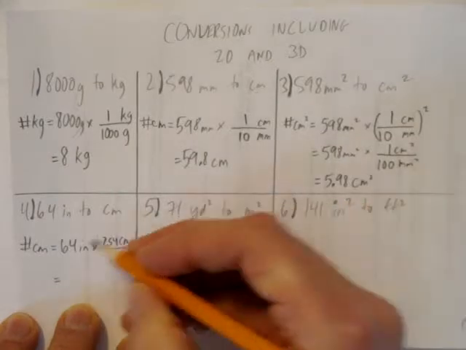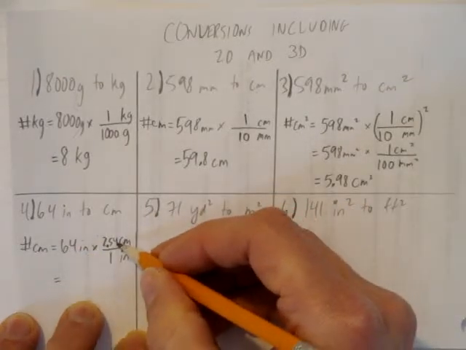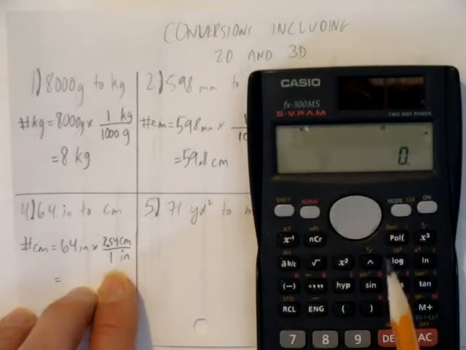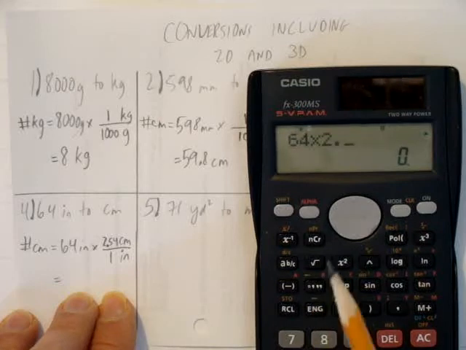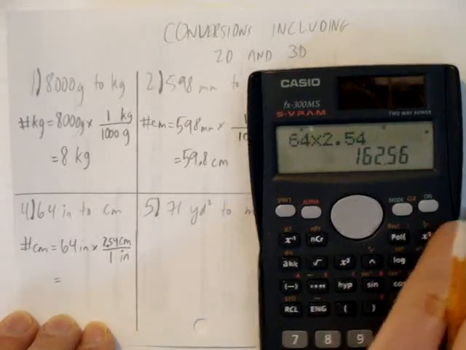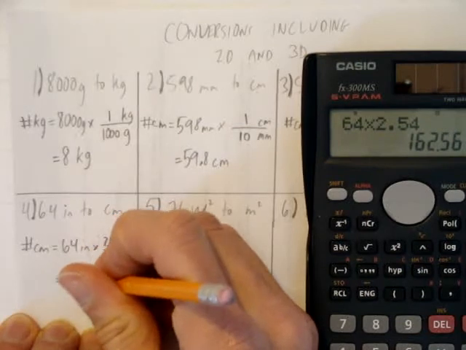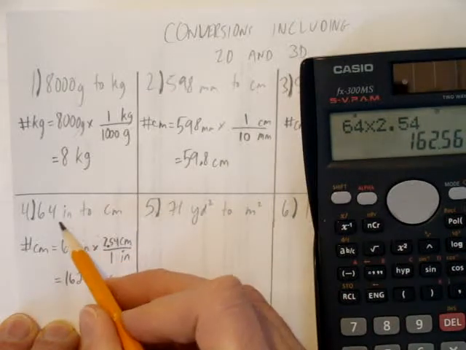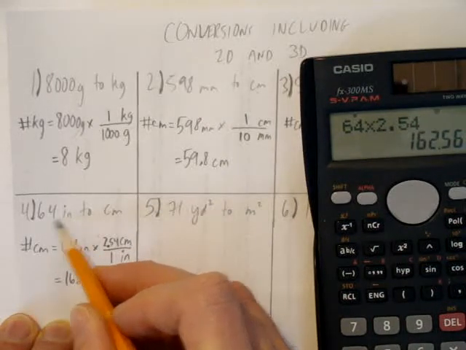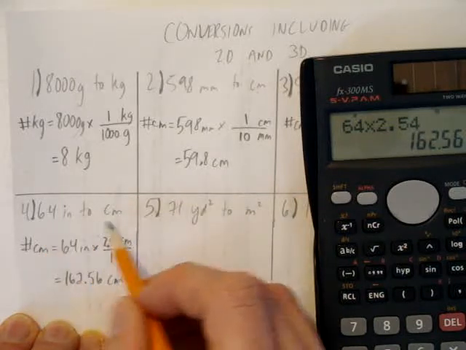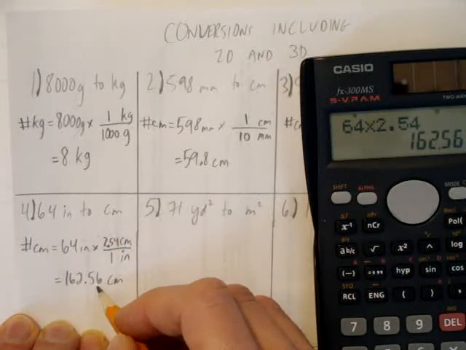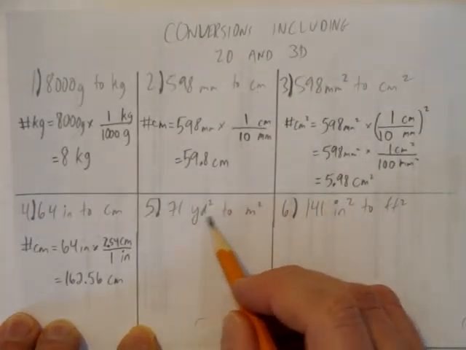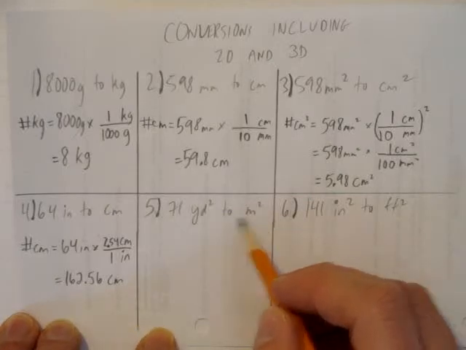So in this case I'm going to take 64 times 2.54 and divide by 1, which doesn't really do anything. I just need to go 64 times 2.54 and I get 162.56, or 162.56 centimeters. I converted, in this case, an imperial quantity, inches, 64 of them, to centimeters. 64 inches is 162.56 centimeters.